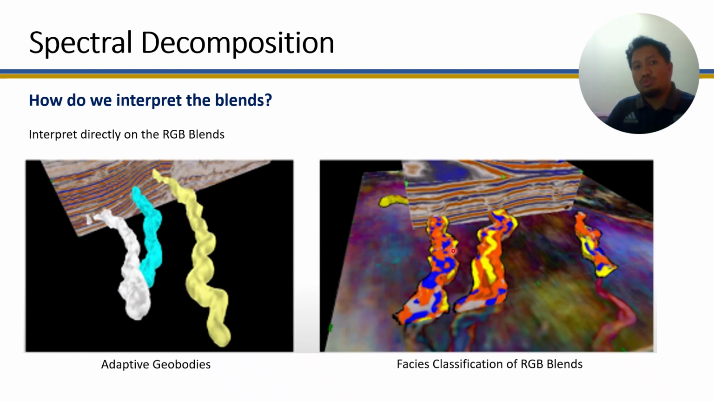So we can also do facies classification directly from the RGB blend. So we can start to interrogate the geophysics a bit more, look at the variability of the classes, the variability of the frequency response, and start pulling out the individual phases based on the seismic responses.